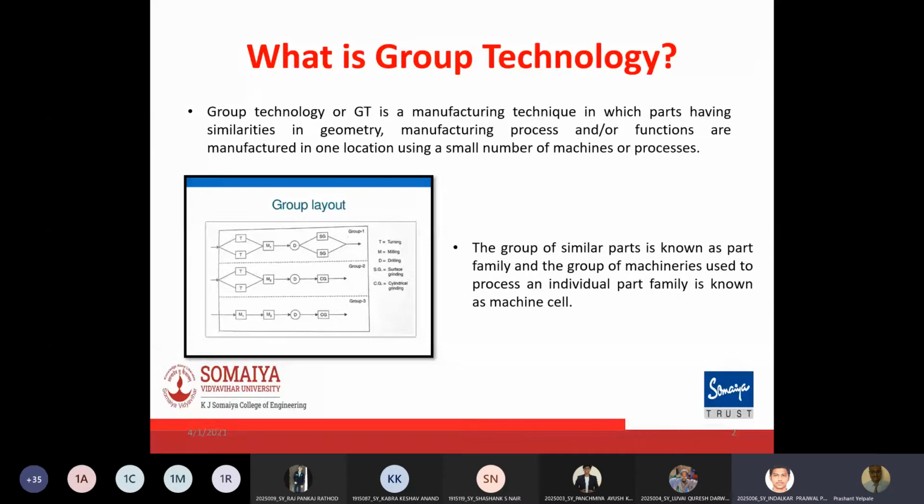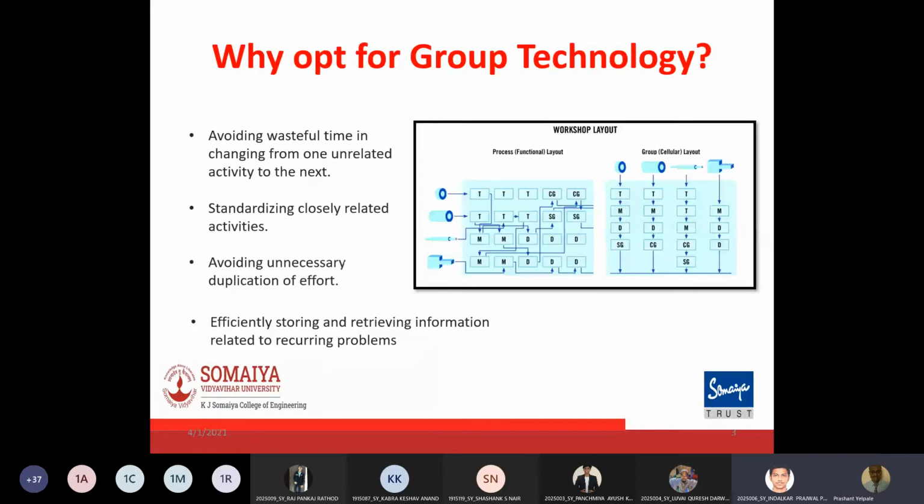Group technology is based on the general principle that many problems are similar, and by grouping these similar problems, a single solution can be found. This helps in saving time as well as effort. In group technology, a group of similar parts is known as a part family, and a group of machineries is known as a machine cell. In order to get a clearer idea, we can say that group technology is an approach in which similar parts are identified and grouped together in order to take advantage of their similarities.